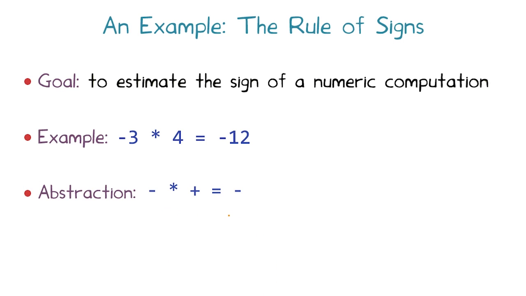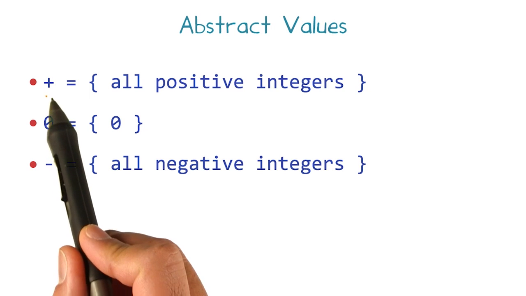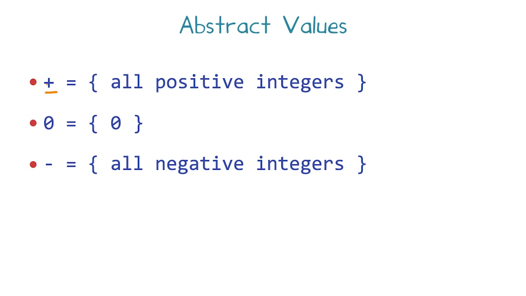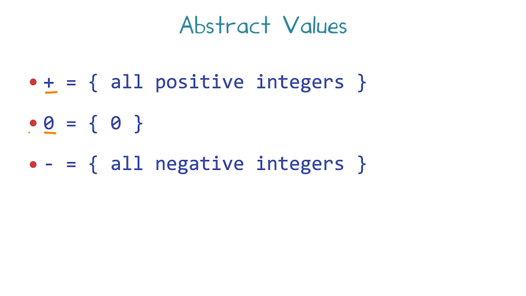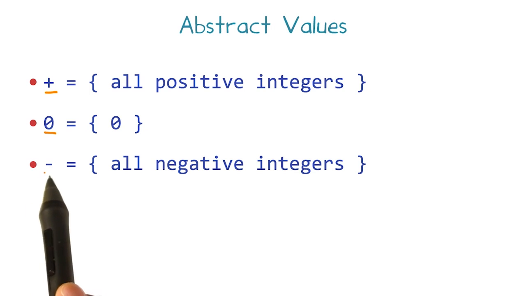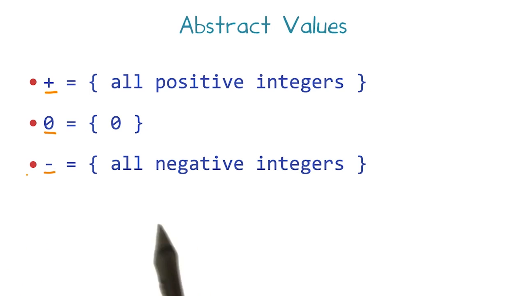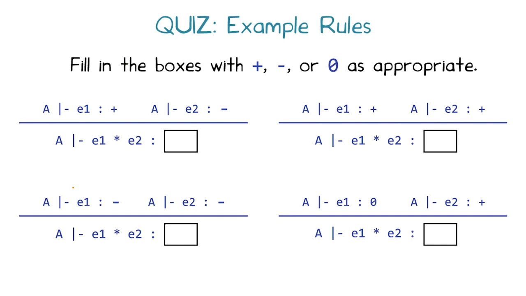The abstract values that we will use in this analysis are plus, representing the set of all positive integers, 0, representing the set consisting of just the integer 0, and minus, representing the set of all negative integers. The environment in this system will be a mapping from variables to one of these 3 abstract values. Let's do a quiz on writing some example inference rules that we would want to add to our analysis.